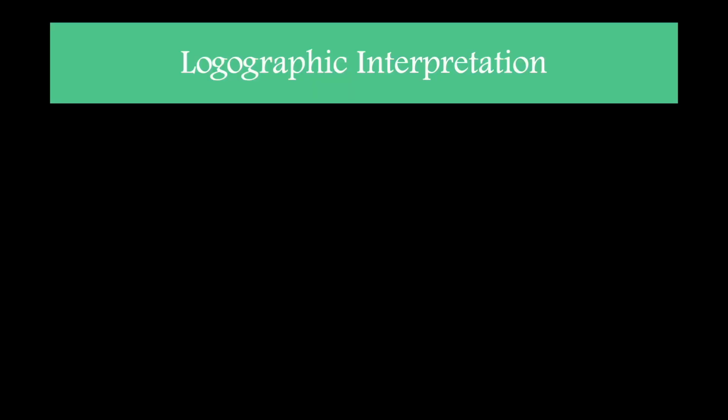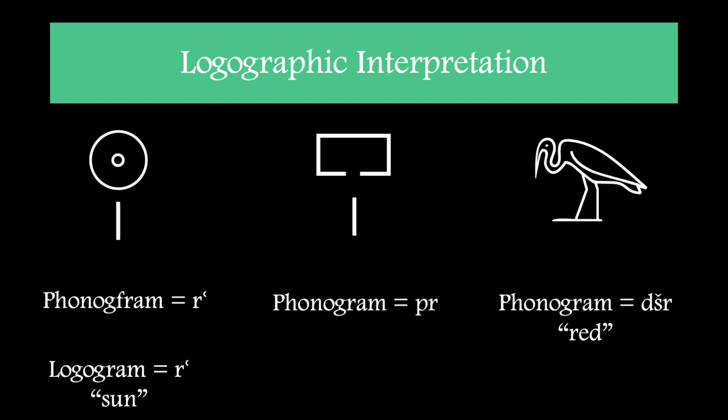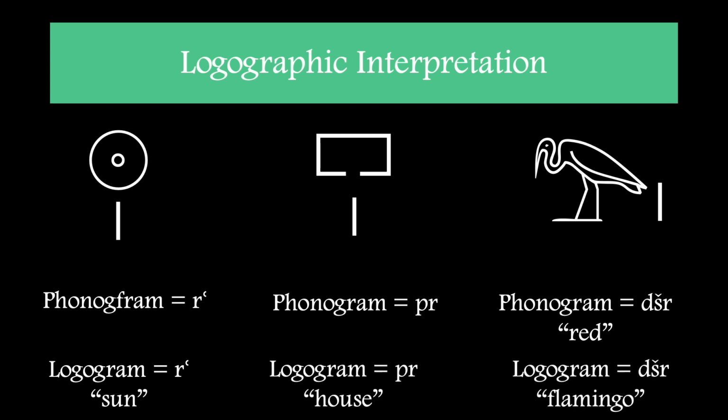Logographic interpretation was most commonly used in reference to nouns. The character would be accompanied by a single stroke, signifying that it was to be interpreted as a logogram and not phonetically. In many cases, when there were homophones, the phonetic interpretation would be used for one homophone and the other logographic interpretation would be used for the other, such as with disher, which means flamingo, and red, with both words being homophones in Egyptian.